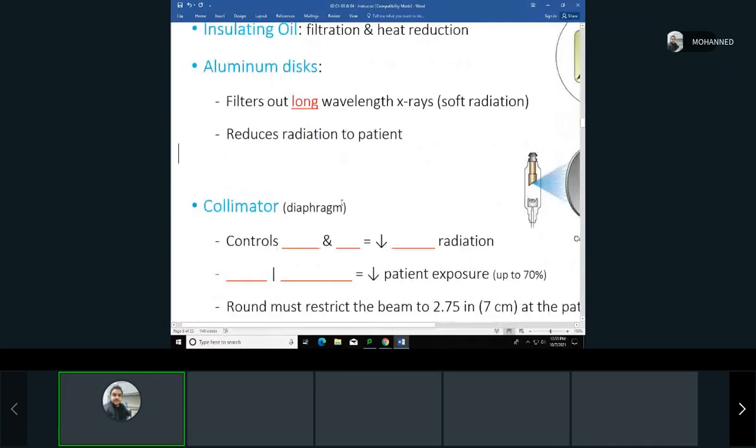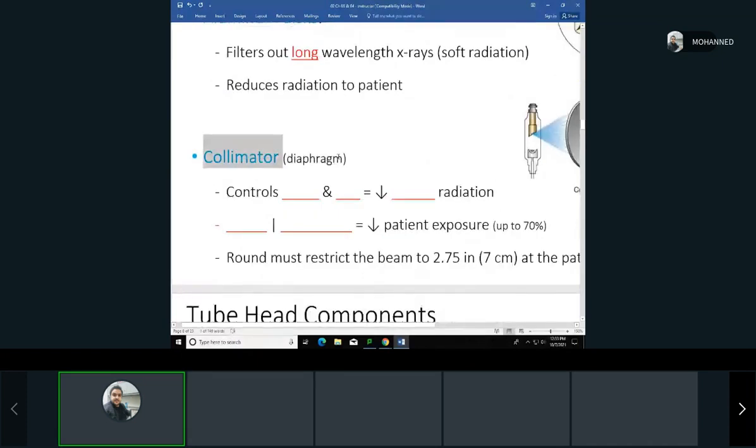And the other thing is the collimator. And this controls the shape and size of the x-ray. And by that, it will reduce the scattered radiation.